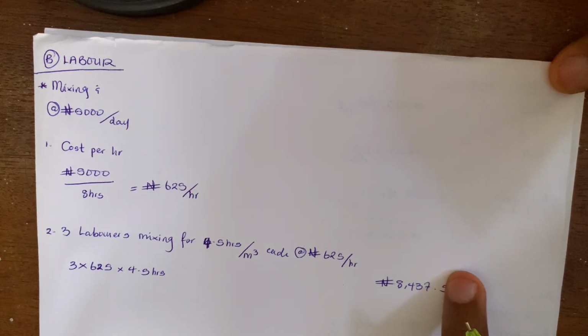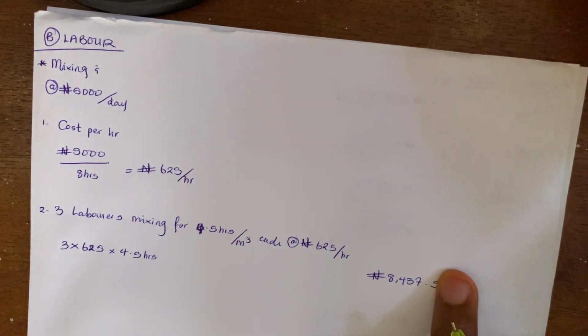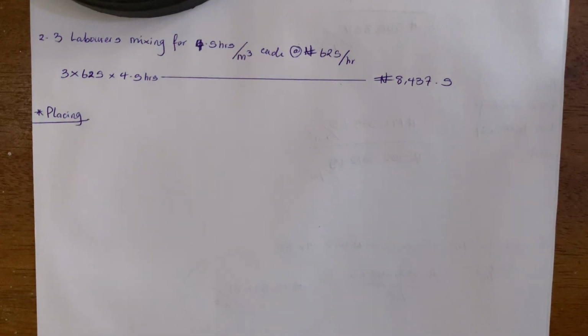So the next thing we're going to build up is the placing. So if you look at this carefully, for the placing, we have 1 tradesman at a rate of 6,000 naira per day, and we have 2 laborers at 5,000 naira per day. So because their rates are different, we have to be treating them individually.